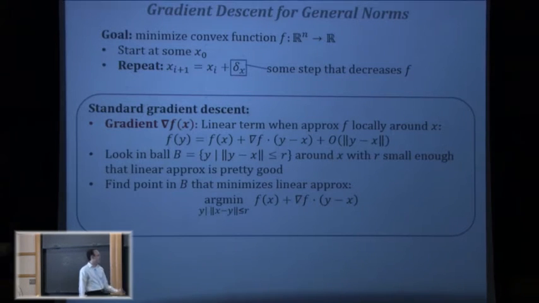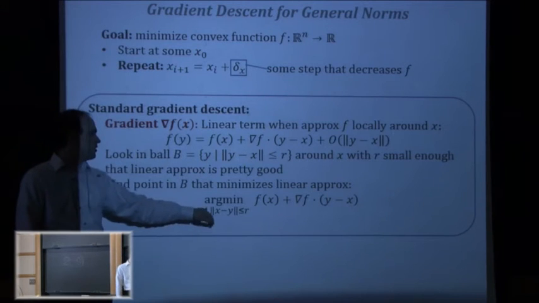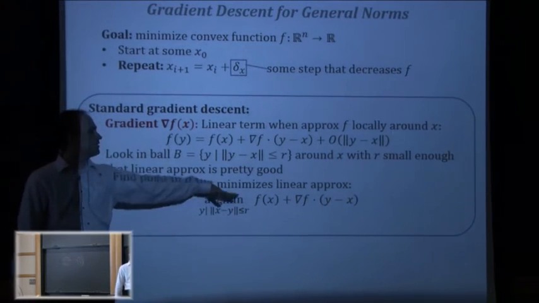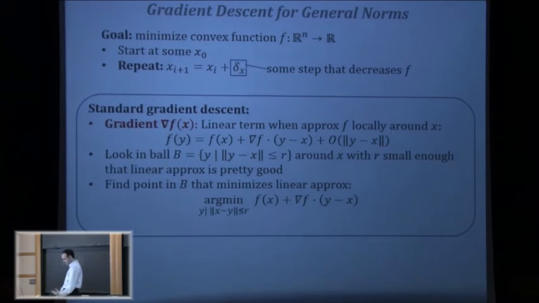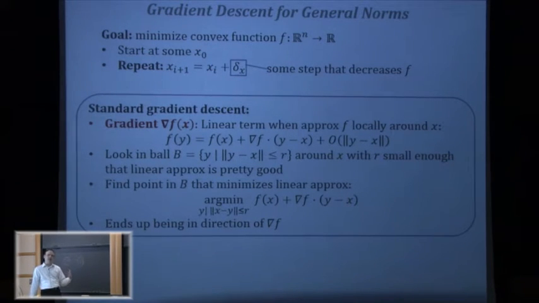If you were to write it out, it says your new point is going to be the min over all points in a ball of some small enough radius of the linear approximation of your function. And because L2 is nice, it turns out the direction you want to go is actually the gradient. But note that the gradient here was the direction not by necessity, but because if you minimize v dot x over the ball, you get something in the direction of v.